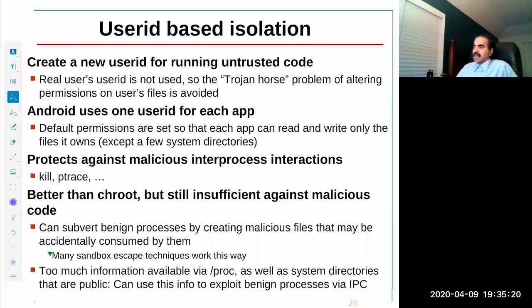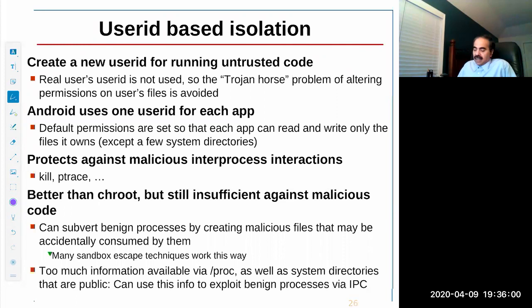One of them is what is called user ID based isolation. It's become very popular in mobile operating systems. For instance, the way Android works is that for each app that you download, Android associates a particular user ID with that app. So every app has its own user ID, and this means that Android is able to apply a different policy to each app, and the policy basically says what this app can do.